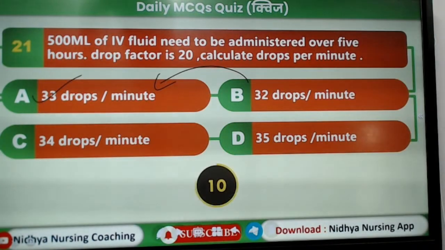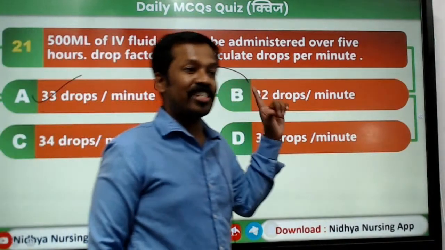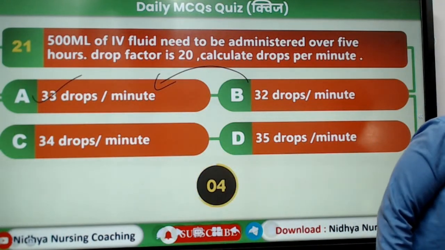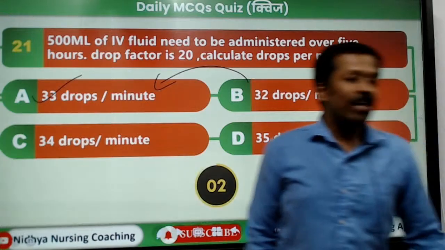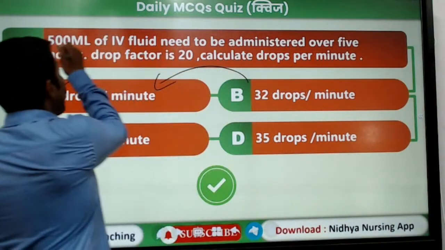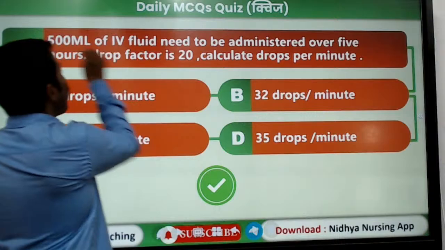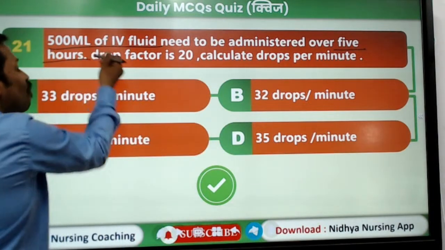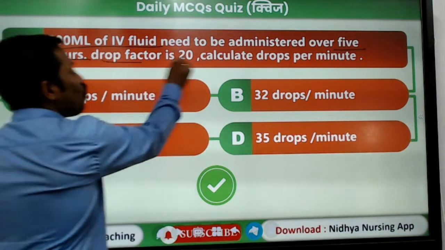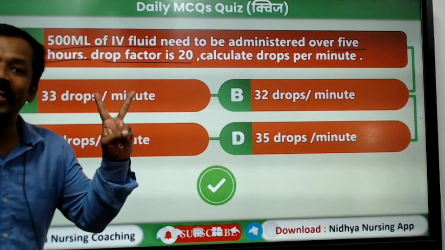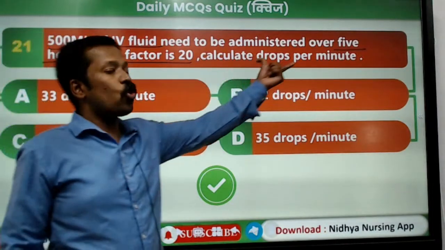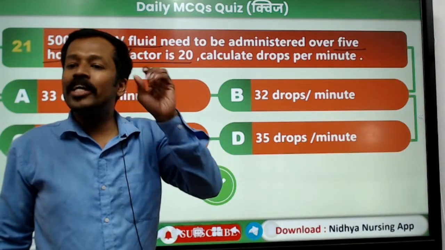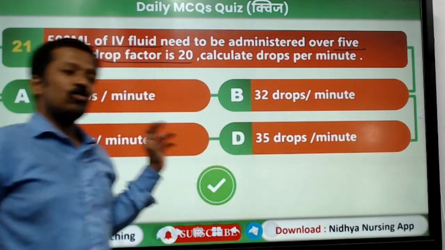Okay, next question. Important question. Yesterday also we did it. One question, isn't it? Drug calculation. 500 ml of IV fluid we need to administer over 5 hours. Drop factor is 20. So how much drop we are giving per minute? In 1 minute, how many drops we are giving?